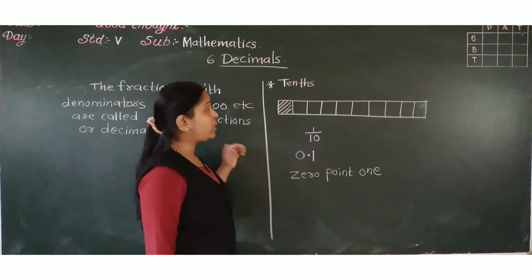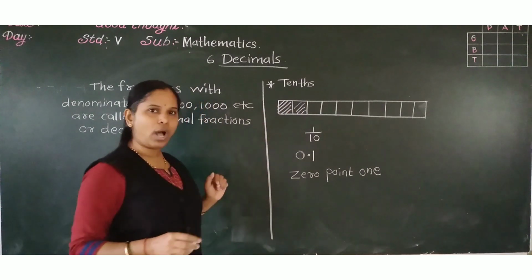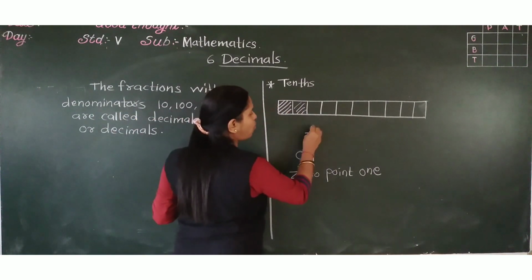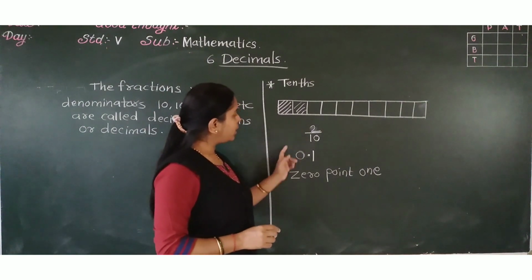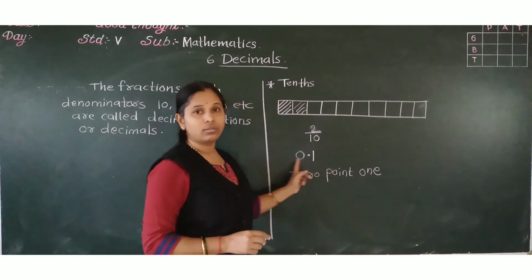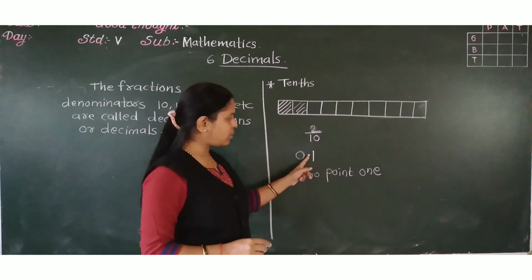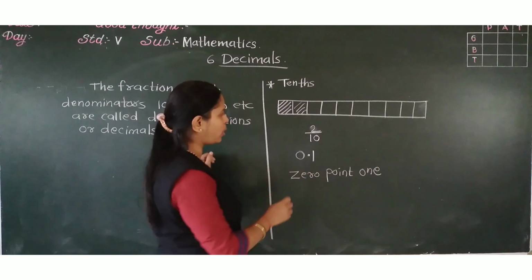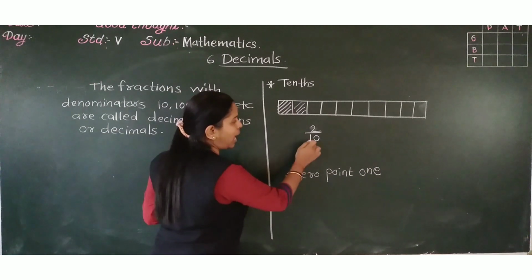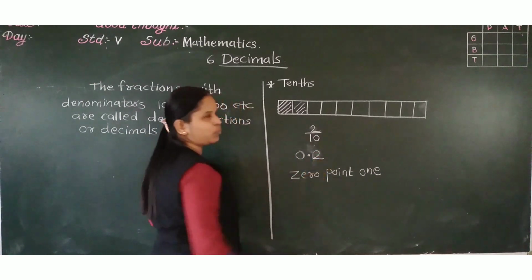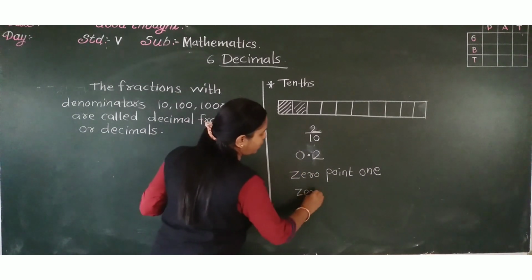Okay. Now next, see here. If 2 parts are there, then how to write? 2/10. And again, this is the number I have written by using the decimal point. Okay, this is the decimal point. This point is called the decimal point. Now how to write this? Whole part nothing is there, so 0. And out of 10, how many parts? 2. So 0.2.